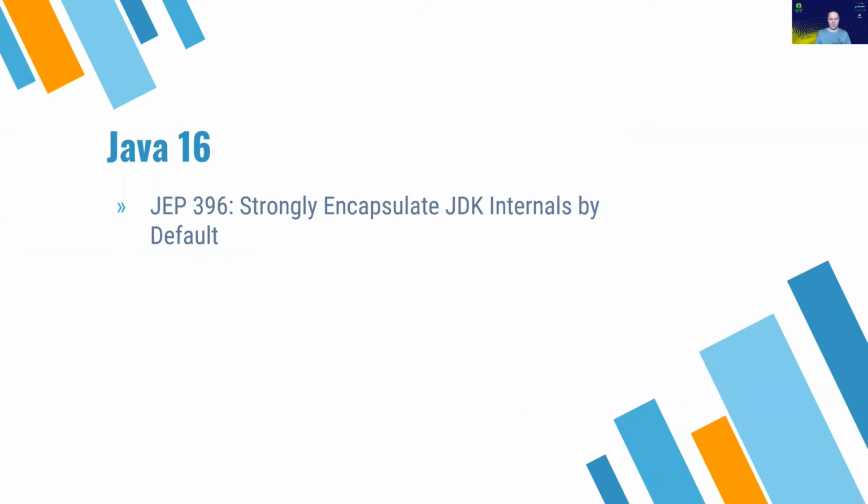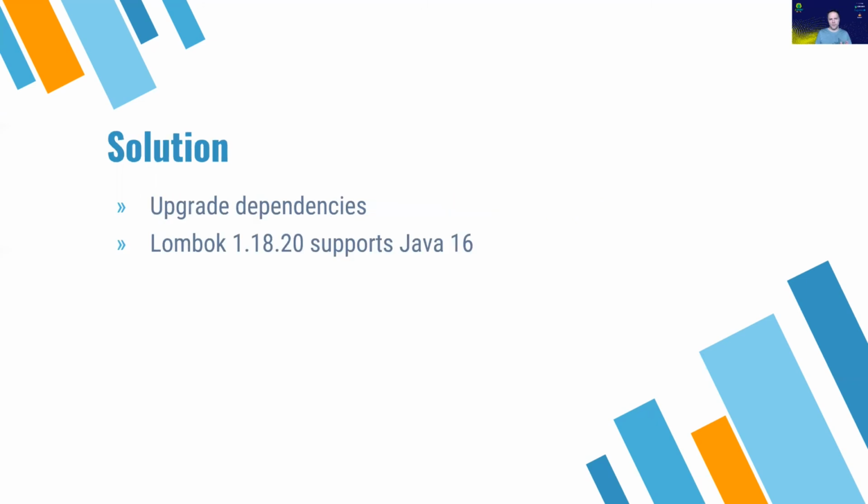If you look at Java 16, the biggest change was that they strongly encapsulated the JDK internals. So basically, they made sure that some lower level APIs are no longer available for developers and frameworks to use. Often the solution is to upgrade your dependencies. For instance, Lombok had an issue with this, but a few weeks after Java 16 was released, they already released a fix and we could easily use that.